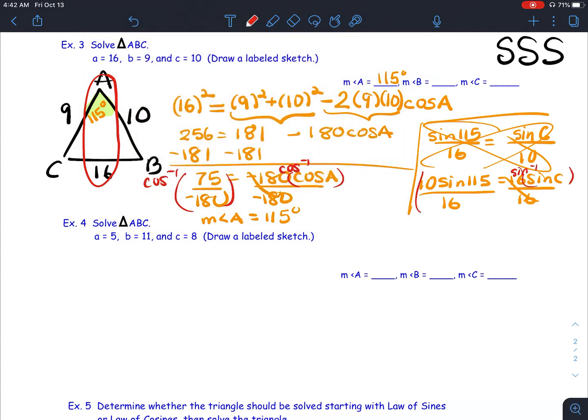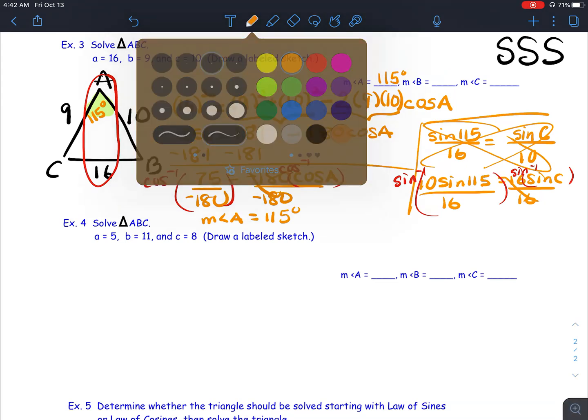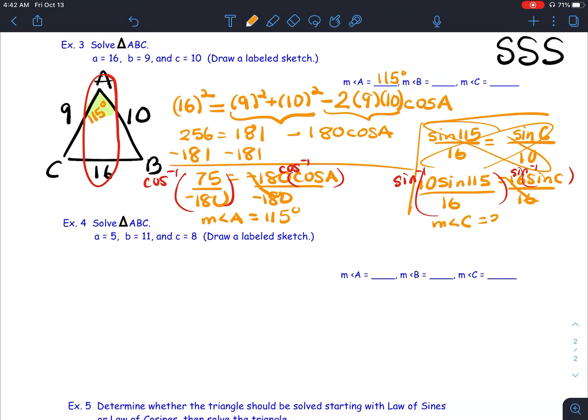After you divide by 16, that's when you do the inverse sine. And I believe this gives you the measurement of angle C is roughly 35 degrees. So I'm going to add that to the picture, and then we just add the two angles, and whatever is left has to be angle B. That would be 30 degrees.